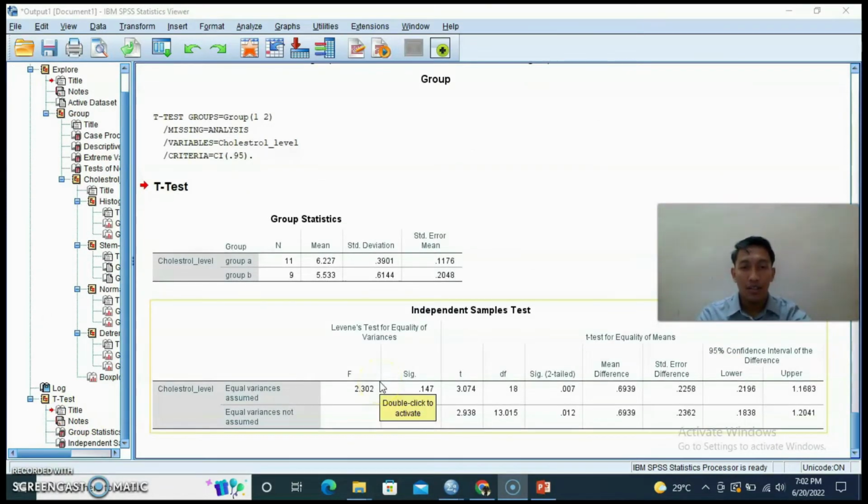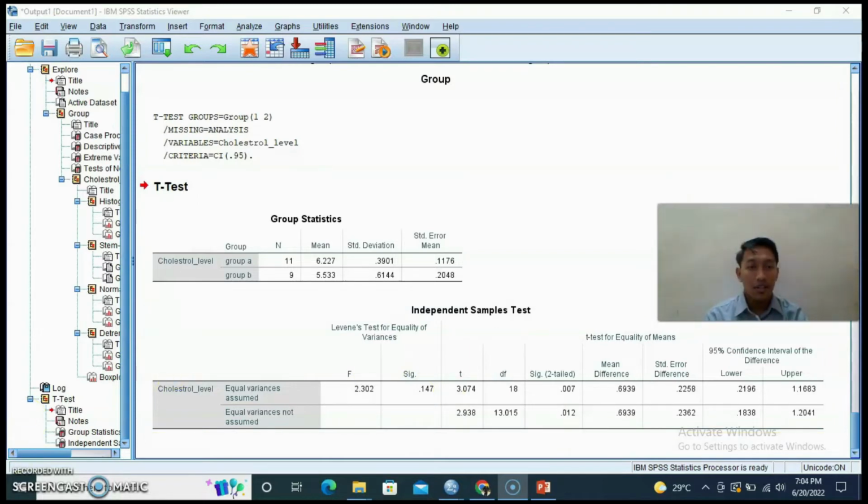As you can see, this is the result of the independent samples t-test. As a result, the significance (two-tailed) is 0.012, which is less than alpha, which is 0.05. So the null hypothesis is rejected.